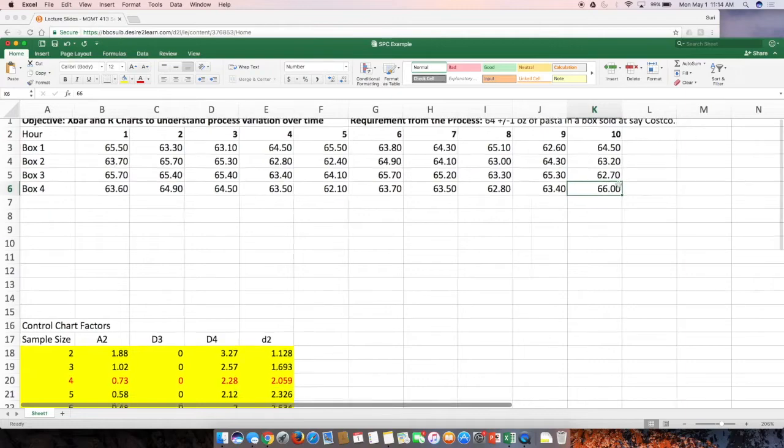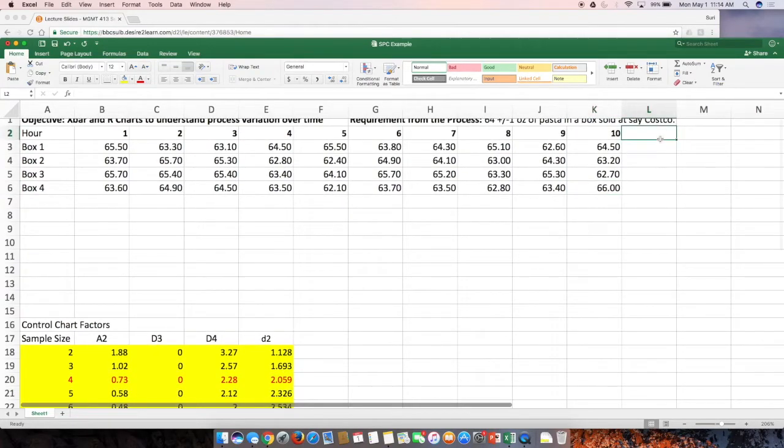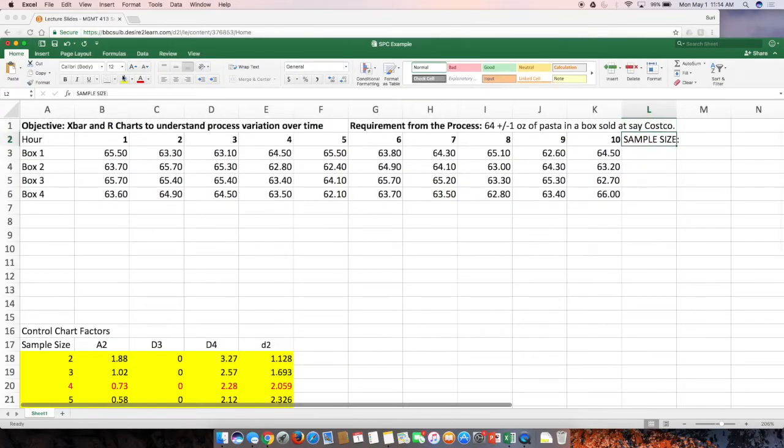First thing is we want to define what's known as the sample size. This is very important because all the calculations are tied to this sample size. So what is the sample size? First off, look at this table. 10 hours, 4 boxes each hour. What's the total number of observations you have over those 10 hours? 40. Okay. And just to note, this is not the sample size.